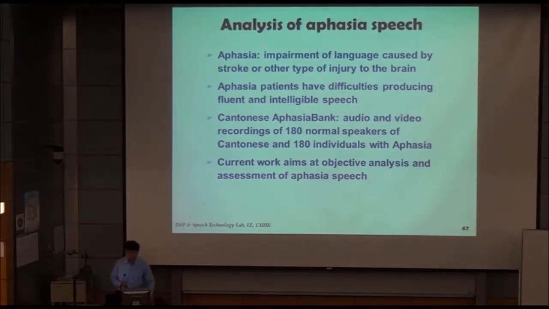And then another type of disorder, a very commonly known disorder, is aphasia. In Chinese, 失语症. It's a kind of impairment of language caused by stroke or other types of injury to the brain. The patients will have difficulties producing fluent and intelligible speech. We have been working on developing a large database for aphasia speakers, in collaboration with the Speech and Hearing Science of Hong Kong U. We also focus on analyzing the speech characteristics of this kind of speech.